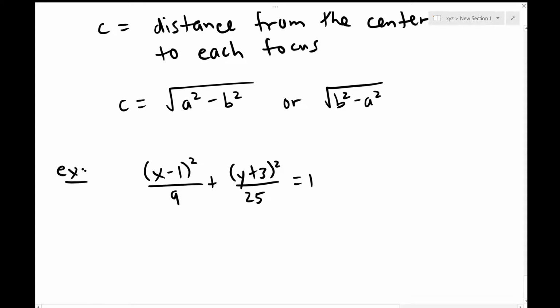So the first thing to do, as we saw before, is to graph this thing. And so we want to identify the coordinates of the center, which in this case would be at (1, negative 3), as well as our a and b values. So a squared we can see is 9, that tells us that a is 3, and the b squared value is 25, which tells us that b is 5.